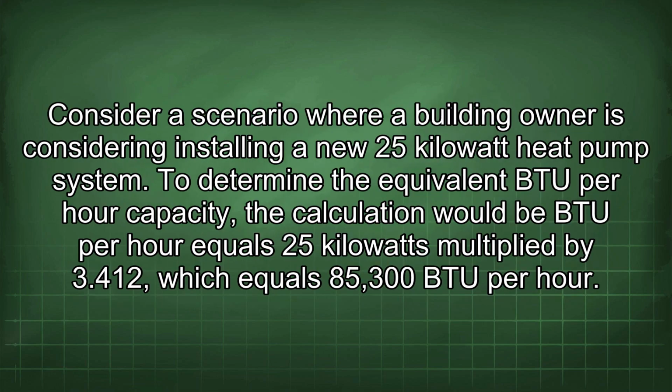Consider a scenario where a building owner is considering installing a new 25 kilowatt heat pump system. To determine the equivalent BTU per hour capacity, the calculation would be BTU per hour equals 25 kilowatts multiplied by 3.412, which equals 85,300 BTU per hour.